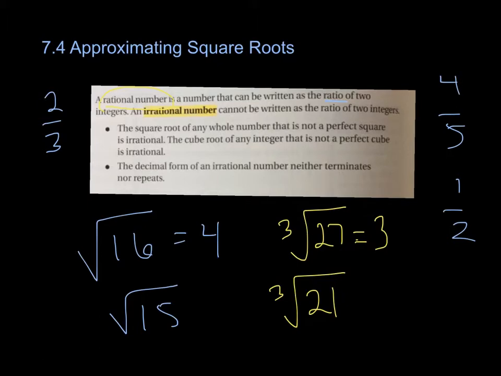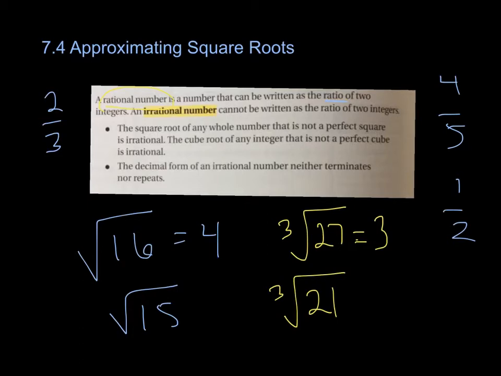So the decimal form of an irrational number neither terminates nor repeats. Can you think of an irrational number off the top of your head that neither terminates nor repeats? Pi is a great one, right? Because 3.14, and so on. It goes on and on and on.